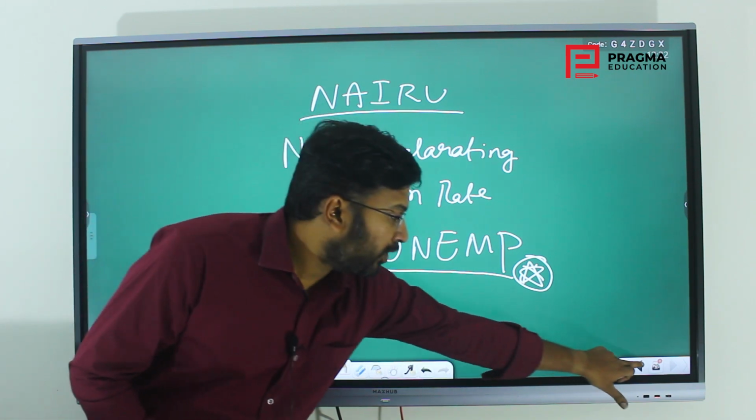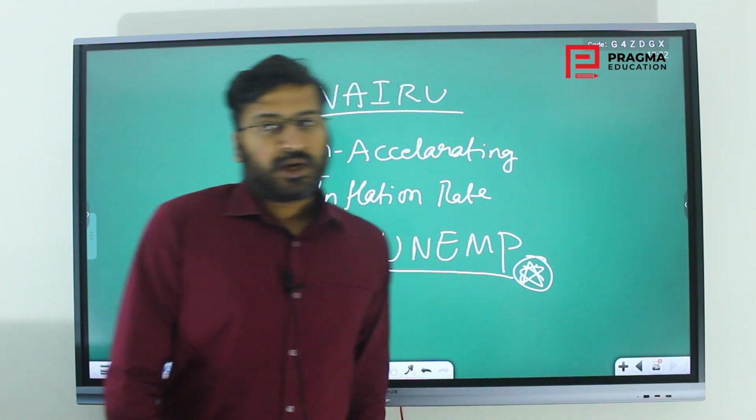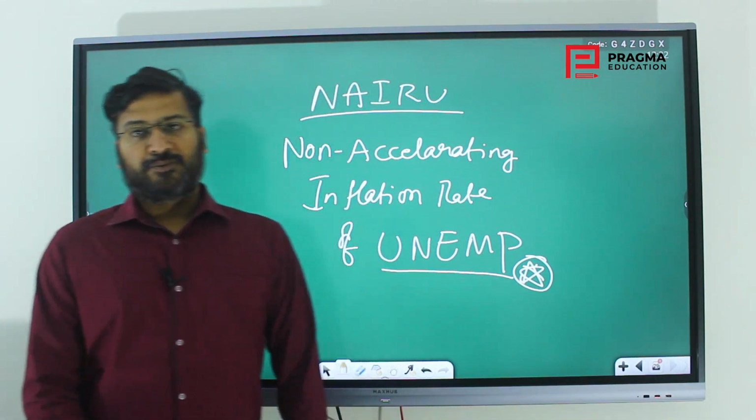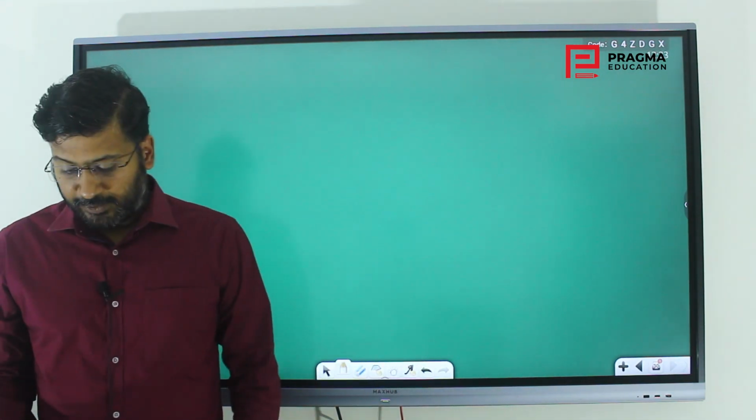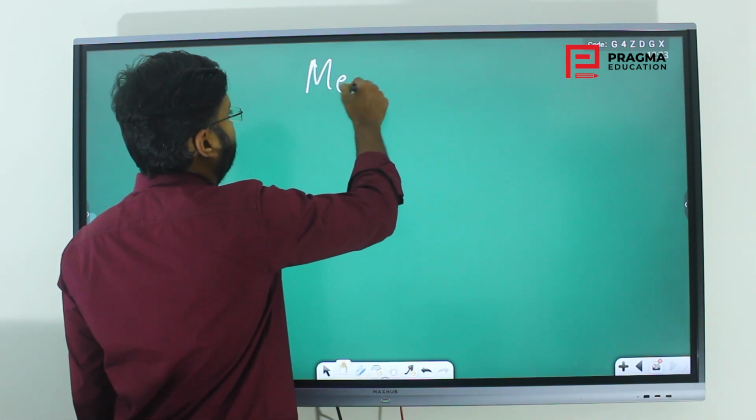So this is the most important thing in one of the inflation chapters. This is NAIRU, that unemployment rate and everything. So this is the Phillips curve concept. Next up we will be looking into the measurement of inflation.